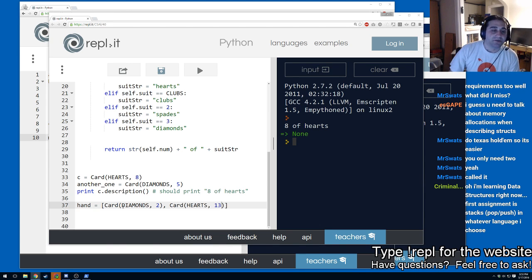So that's a data structure, right? It's a way of structuring my objects. I put it in a list because it's my hand. If I had my deck, that would be another list of the cards in the deck.